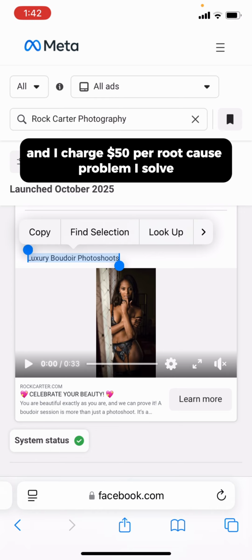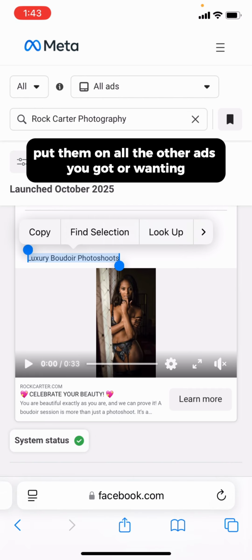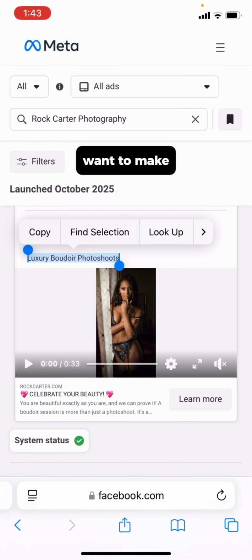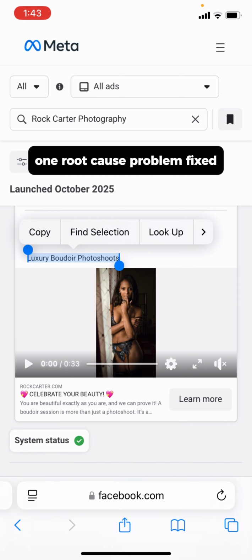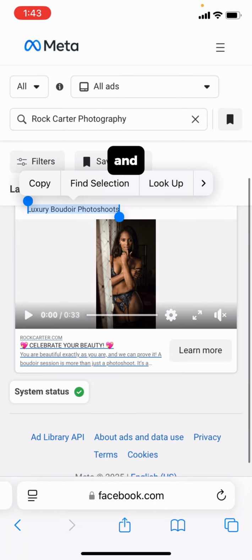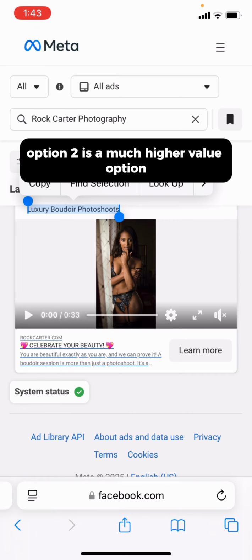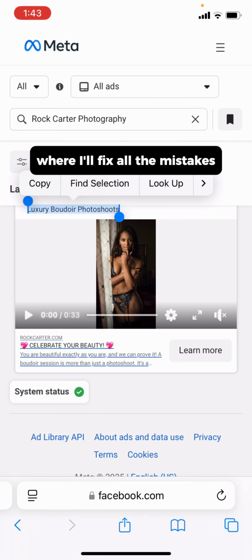And I charge $50 per root cause problem I solve on one ad. And yeah, you can take the fixes and put them on all the other ads you got or want to make. You can choose one root cause problem fix or the maximum 4.5 out of 5. That'd be 4.5 times $50, so $225 to fix everything for this one ad. That's option 1, $225.